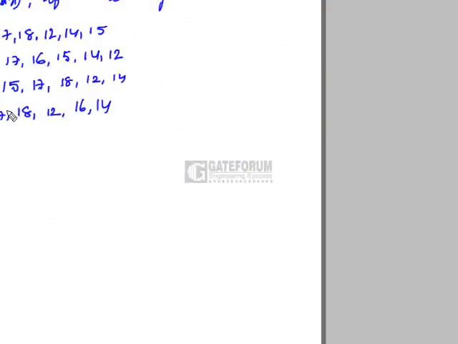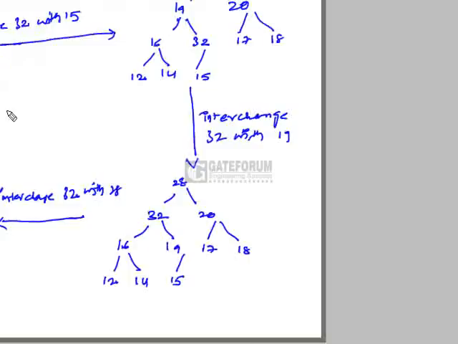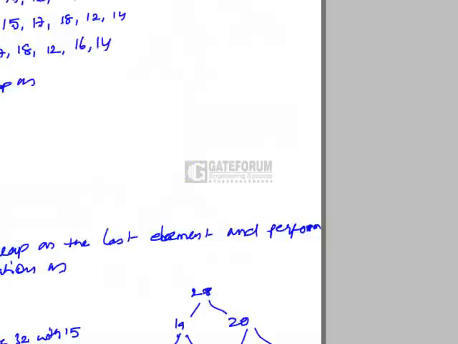In the second question, linked to the previous question, we have to find the array representation after inserting element 32 in the heap. In the previous question, we got the heap as this one. For this heap, we have to insert element 32 and then find the array representation. So here we will insert 32 as the last element and then perform the heapify operation. So here we have inserted element 32 as the last element.